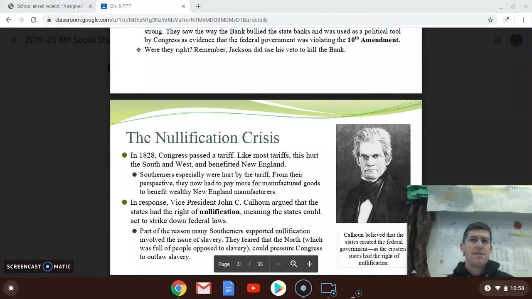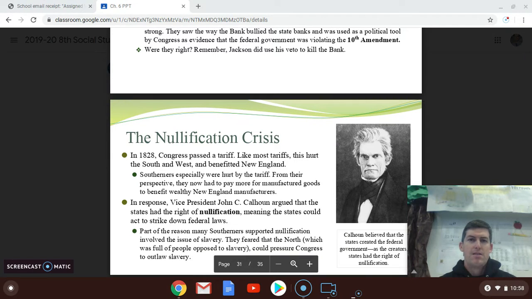And if that's the case, then it makes sense that if the federal government does something that one or two or three of the states doesn't like, those states have the right to ignore the federal government, because in that case, states' rights would be more important than federal government power. Not everybody feels this way, though.